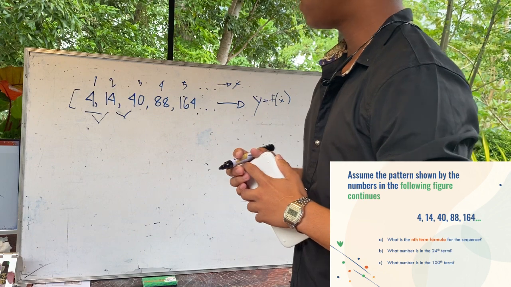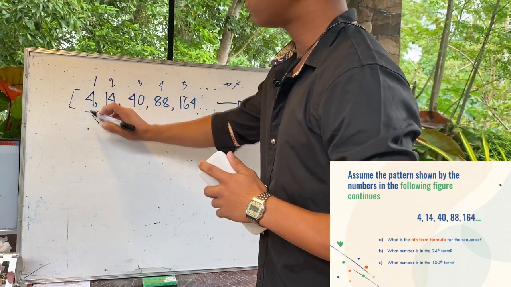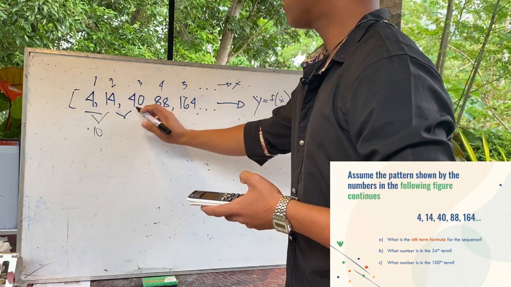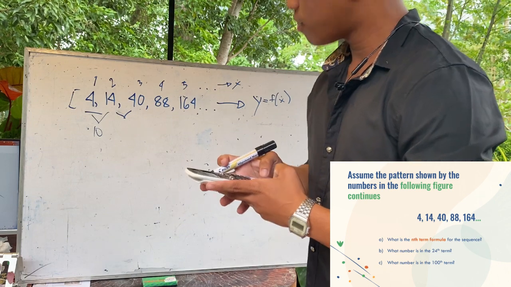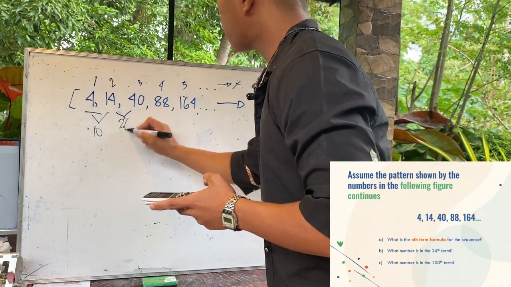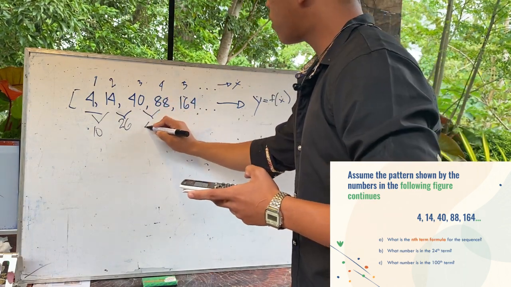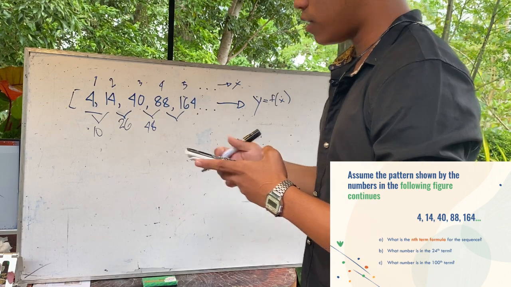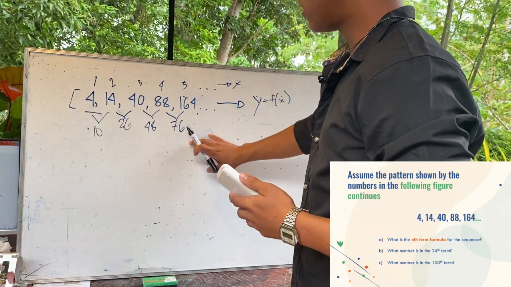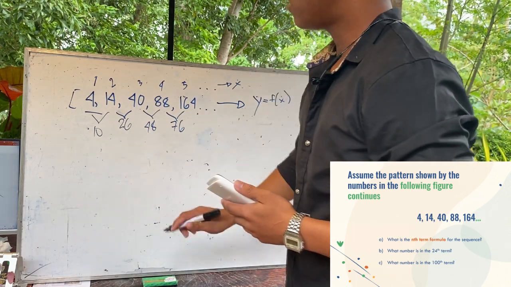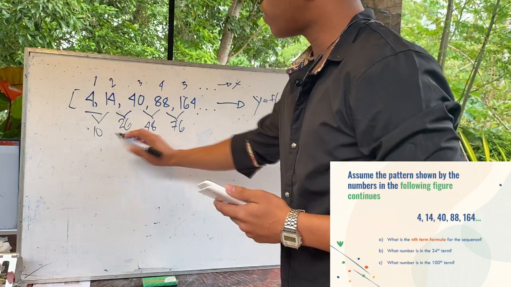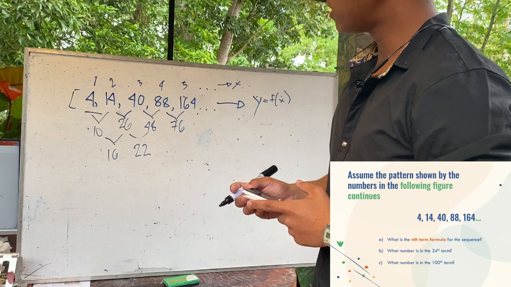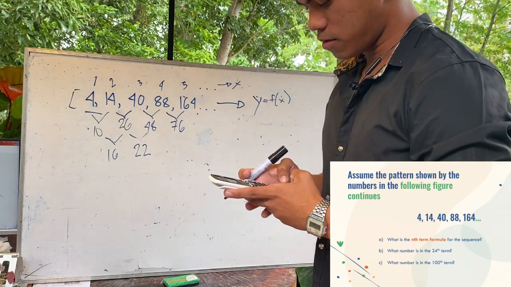To find the difference table, the process is the second minus the first. 14 minus 4 is 10. Then continue the process: 40 minus 14 equals 26, 88 minus 40 is 48, and 164 minus 88 equals 76. Since the result is not the same, the constant is not present, so let us continue the process. 26 minus 10 is 16, 48 minus 26 is 22, and 76 minus 48 is 28.